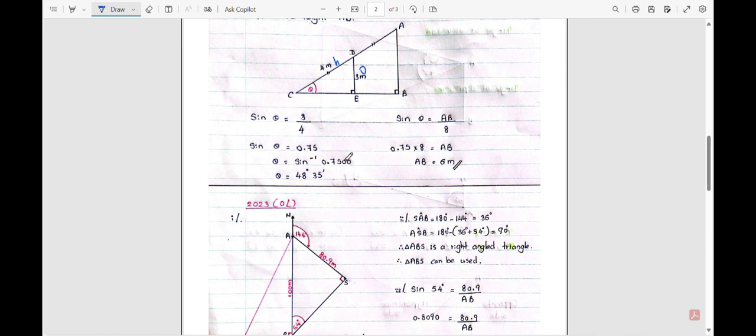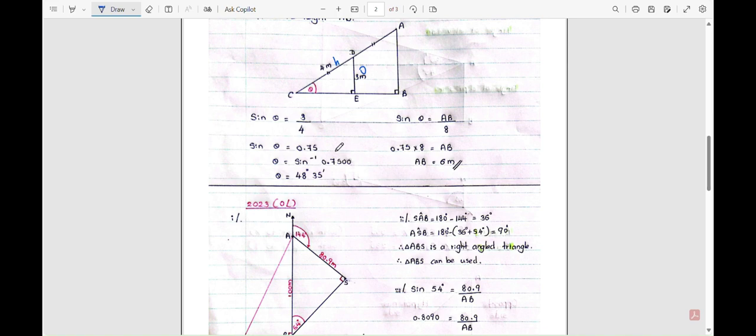And why did I add 200? Normally in a sine table, I think you have seen those tables, in those sine tables the decimal part has 4 digits. That's why I added another 2 zeros at the end of this one. So we have to find sine inverse 0.7500.